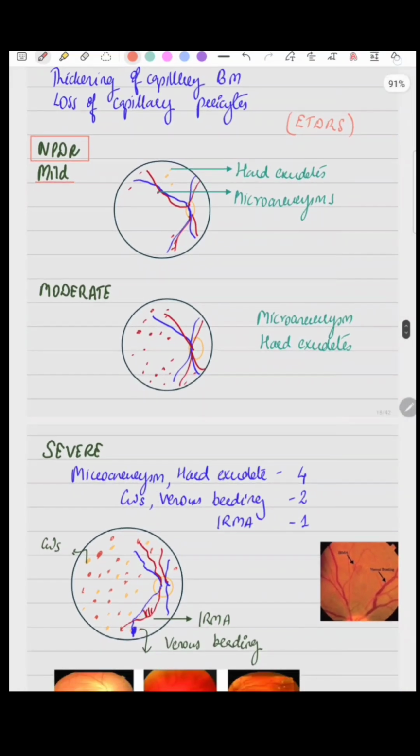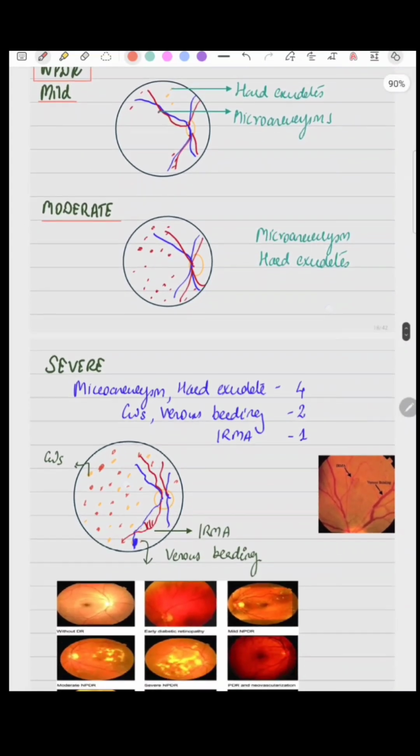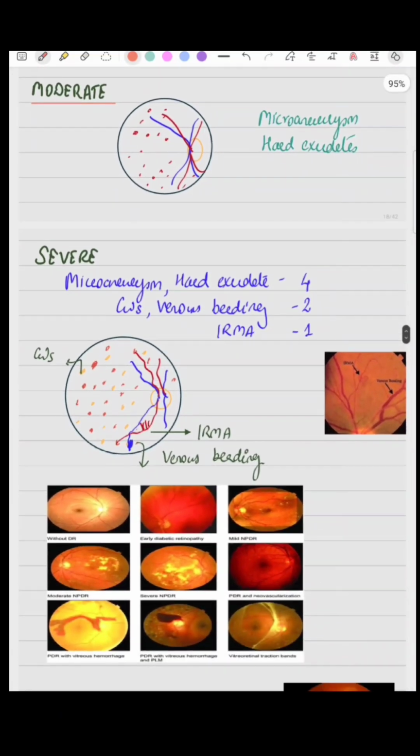In moderate, there are microaneurysms and hard exudates in 3 quadrants, and cotton wool spots and venous beading may be present. In severe, we have the 4:2:1 rule, that is microaneurysms, retinal hemorrhages and hard exudates in 4 quadrants, cotton wool spots and venous beading in more than 2 quadrants, and intraretinal microvascular abnormalities, that is IRMA, in 1 quadrant.